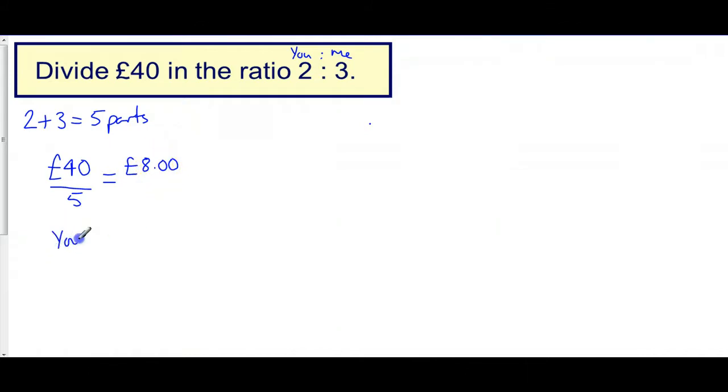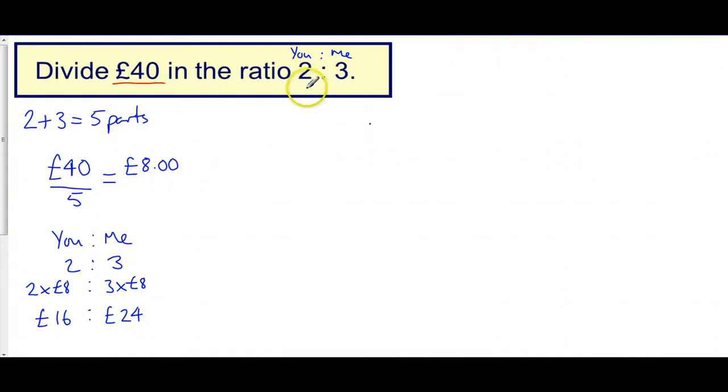So when you get 2, I get 3. Or you get 2 lots of the £8, and I get 3 lots of the £8, which means that you get £16 and I get £24. First of all, let's just check. Let's add 16 and 24. Oh, look, we get the total.